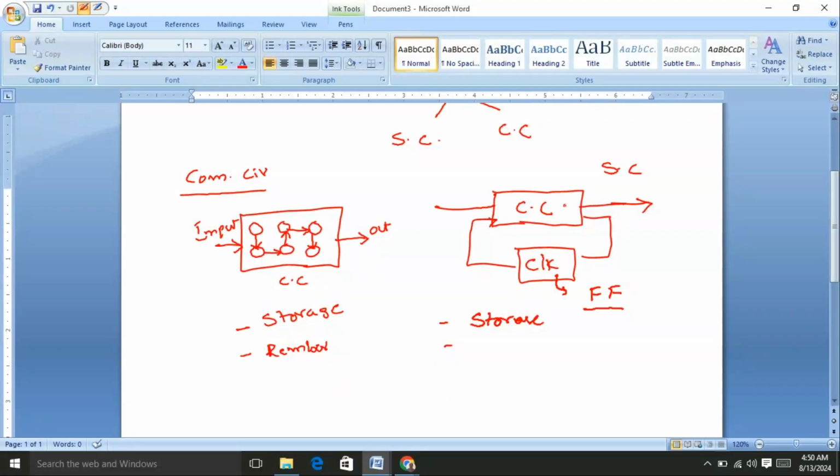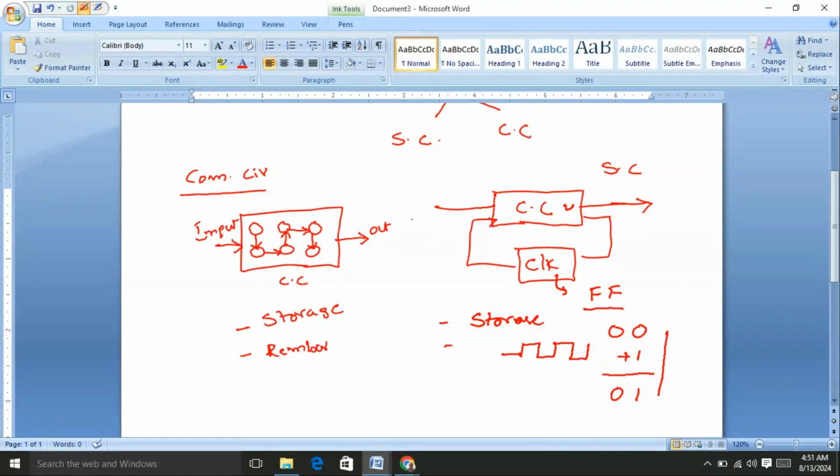Please remember this is the previous state, this is the current state. Suppose 00 is the previous state, and we add this input, and 01 is the current state. Here this is the first clock pulse. In the first clock pulse we are at 00. By adding this input, in the second clock pulse we come to 01. So it is able to remember the states.